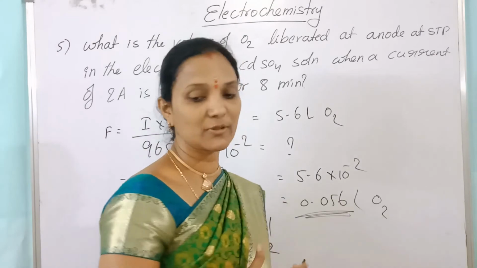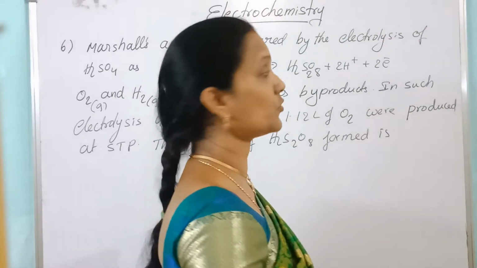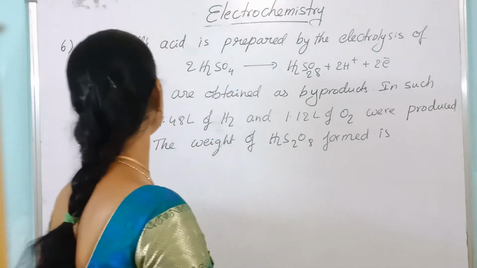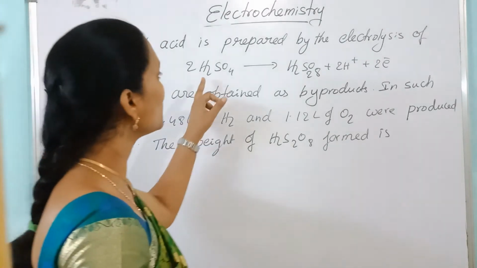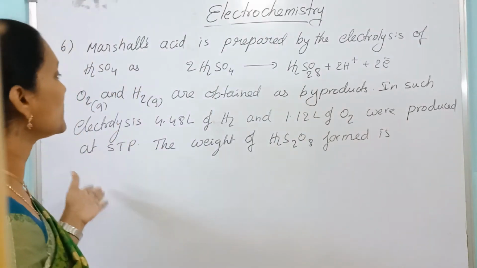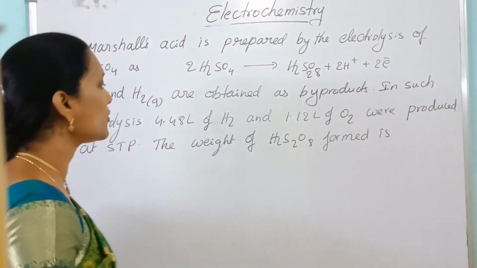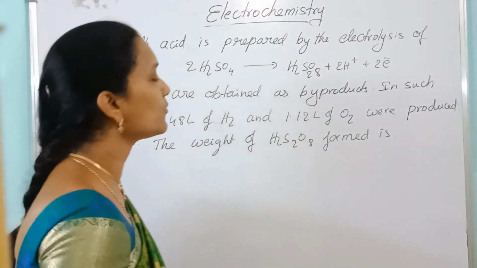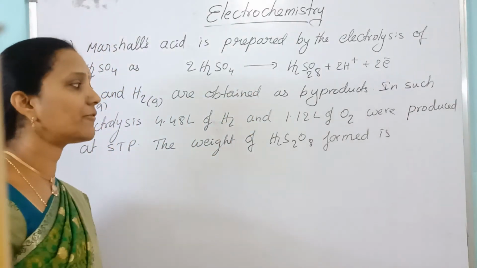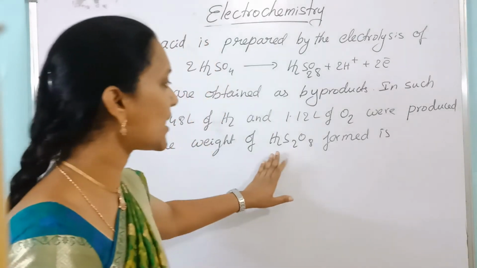Okay, so now come to the next problem. Marshall's acid, H2S2O8, a peroxodisulfuric acid, is prepared by the electrolysis of H2SO4 as 2H2SO4 gives H2S2O8 plus 2H plus 2 electrons. O2 gas and H2 gas are obtained as byproducts. In such electrolysis, 4.48 liters of H2 and 1.12 liters of oxygen were produced at STP. The weight of H2S2O8 formed, the weight of Marshall's acid, they are asking.